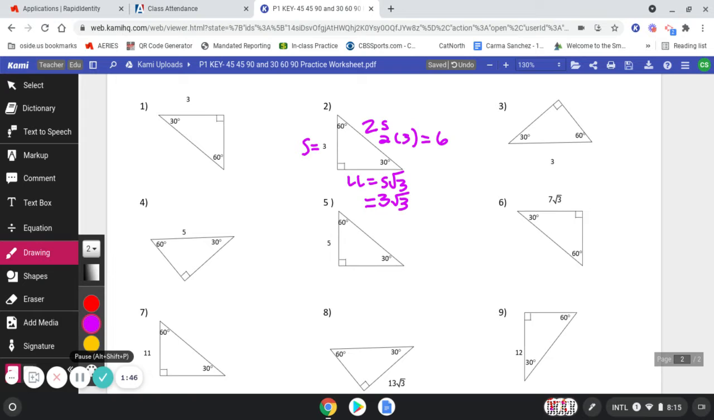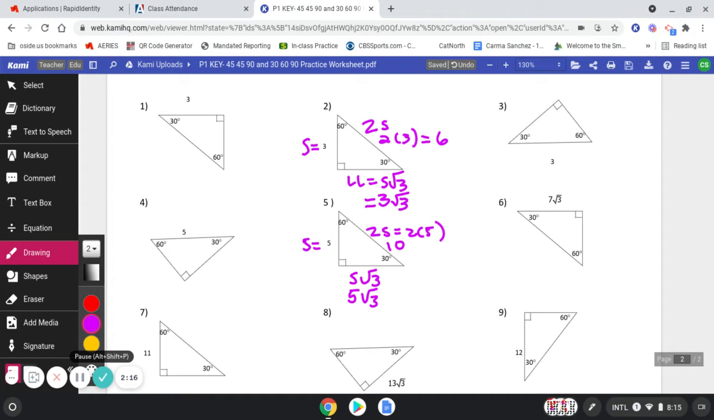Let's do number 5, which is the same basic relationship. Notice that our side length of the short leg across from the 30 is just a 5. My hypotenuse is going to be double that, or 2 times 5. My hypotenuse is 10, and my long leg is going to be the side length root 3, or 5 root 3. How'd you do? So these are 2 examples of the basic short leg, long leg, hypotenuse relationship.